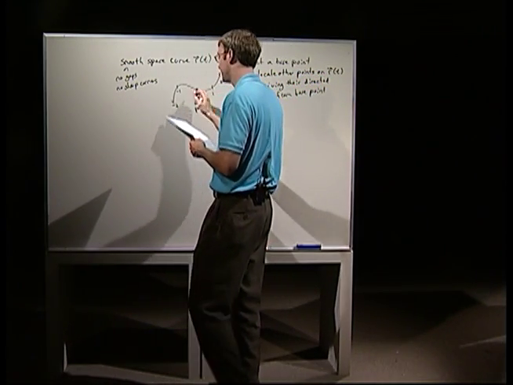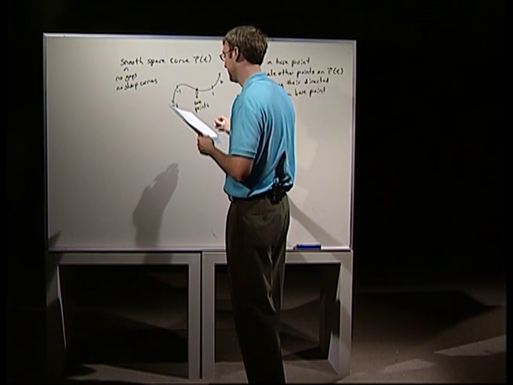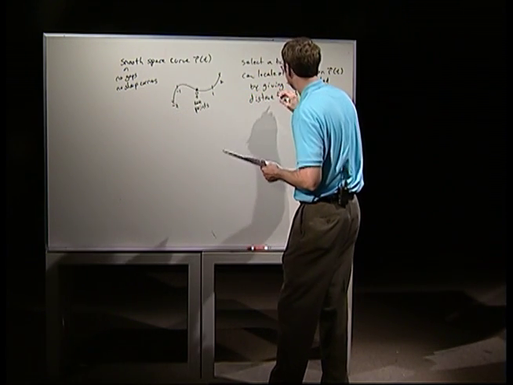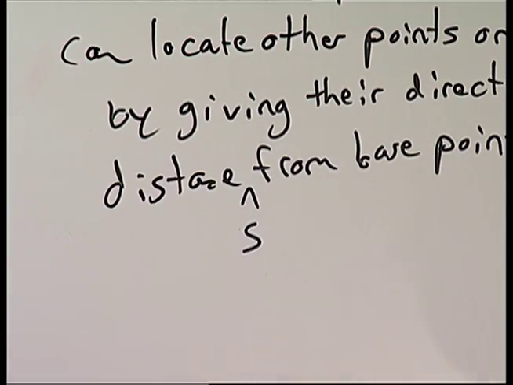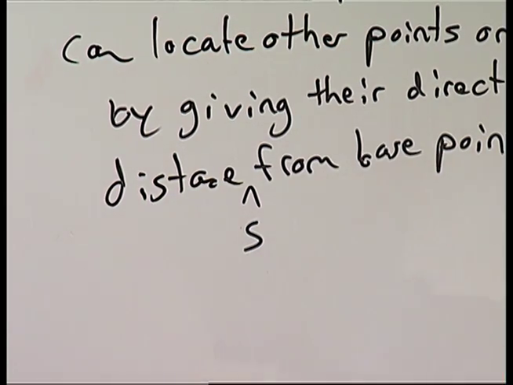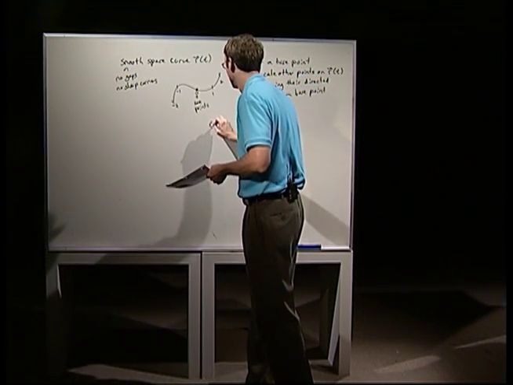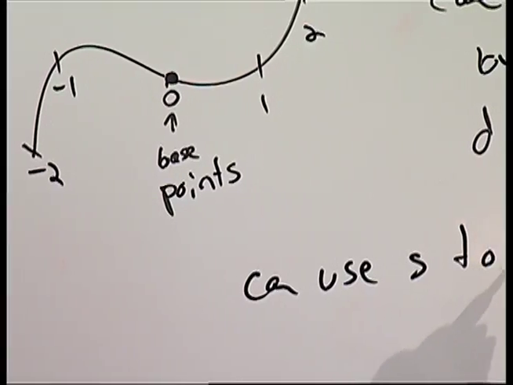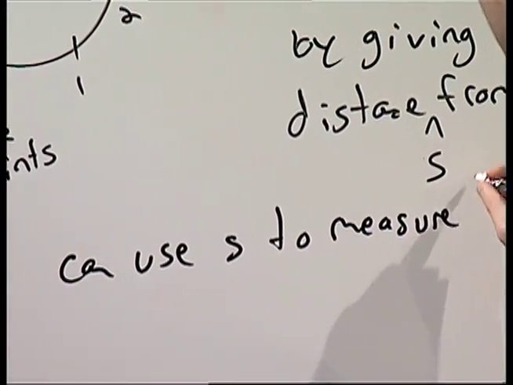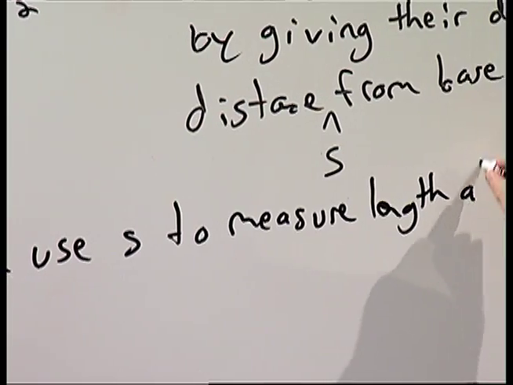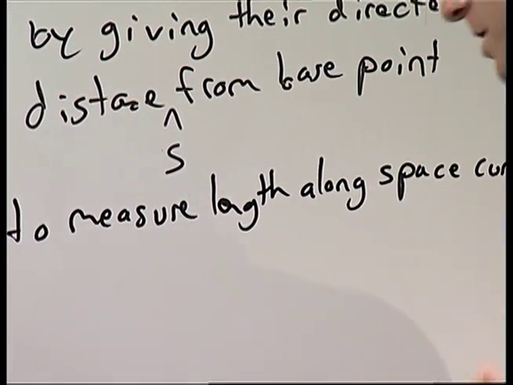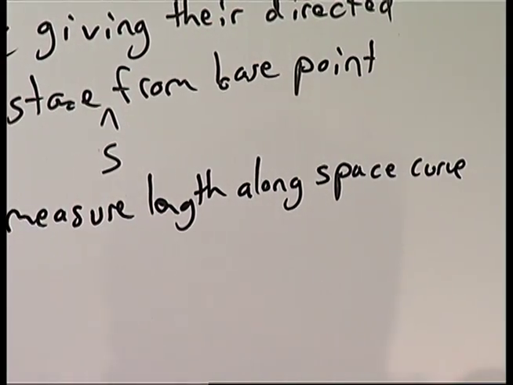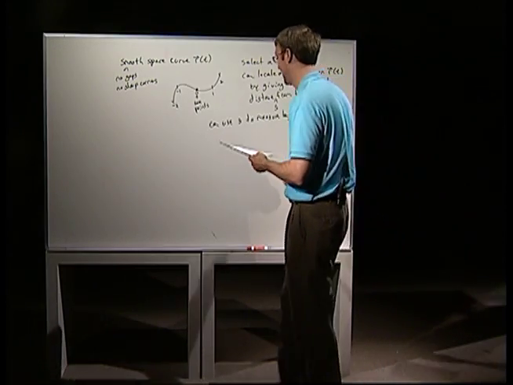And we can use this to measure. Actually, I've missed something here. I wanted to say distance s, so I'm going to call the distance s. In other words, this is s equals 1 and s equals 2. So this is distance s, and I can use s to measure length along a space curve.